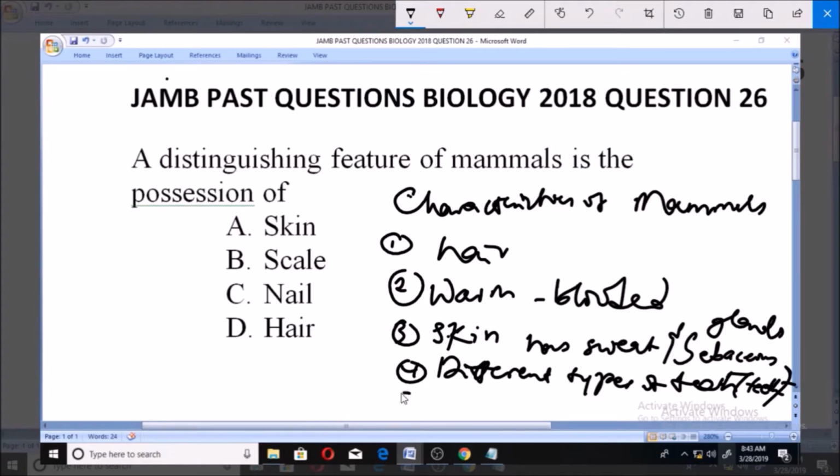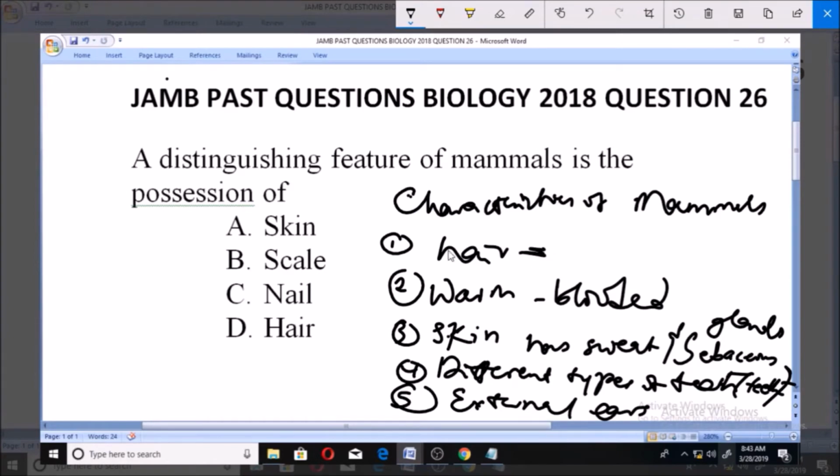Then finally, we have that mammals possess external ears called pinna. Possession of external ears. So these are all features of mammals, but which of them do they have that other animals don't have? You're going to find out that it is the hair.